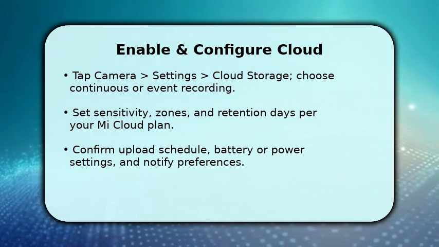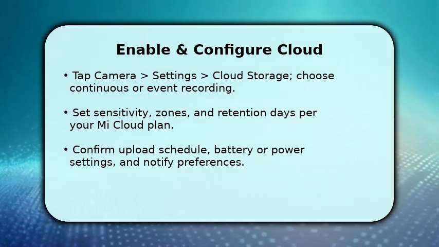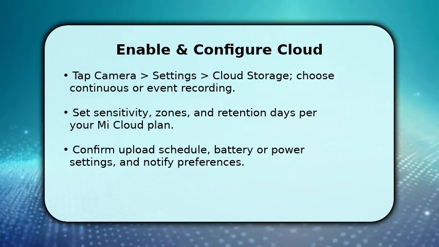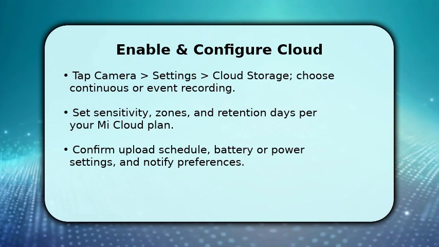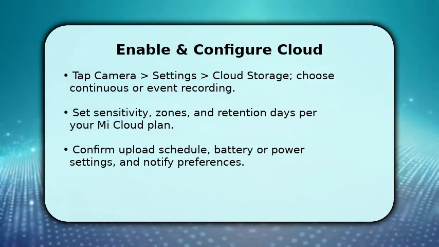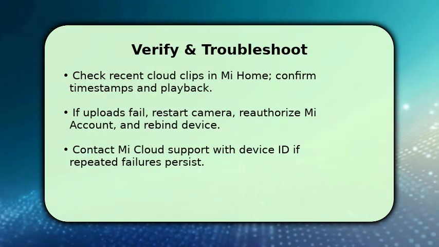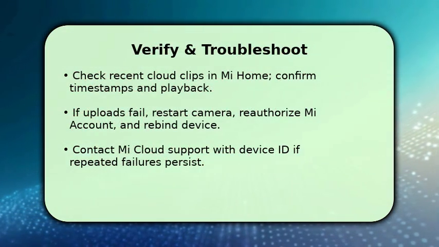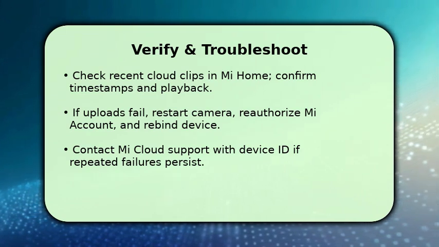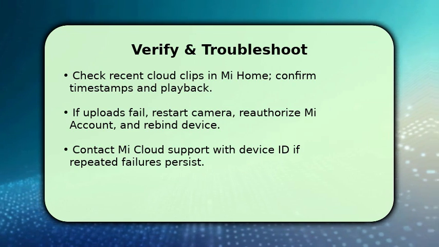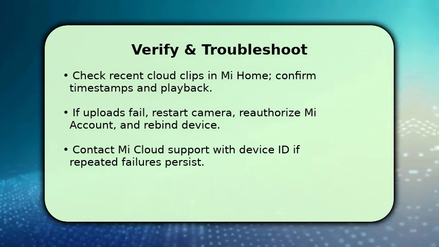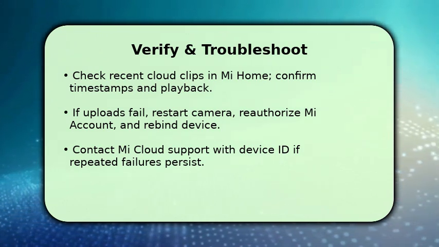Then set retention days in line with your My Cloud quota and verify upload schedule and power permissions so the camera uploads reliably. Make sure notifications are on. You finish by verifying clips appear in the My Home Cloud section and playing a recent recording to confirm quality and timestamp accuracy. Once confirmed, periodically spot check the archive and adjust sensitivity or retention as needed to balance storage use.